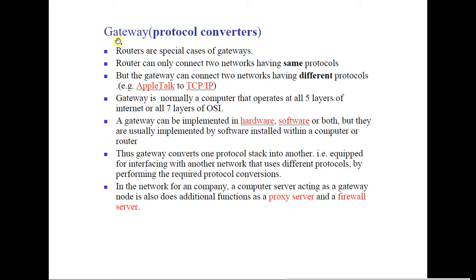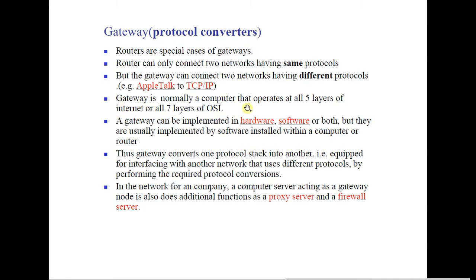The gateway works on all the layers, up to the application layer. Routers are a special case of gateway. A router can only connect 2 networks having the same protocol, but a gateway can connect 2 networks having different protocols. For example, one network may use one protocol for the connection, and the second network uses another type of protocol. For example, one uses AppleTalk and another uses TCP/IP. Each protocol has a different format of message or transmission. So to transfer information between these different types of networks, it uses a gateway.